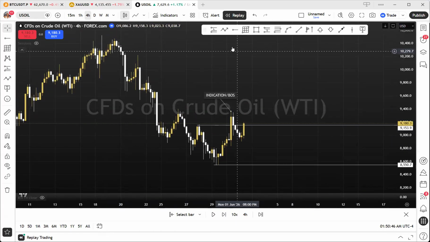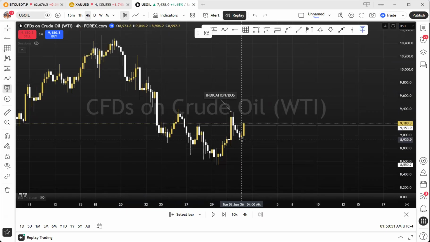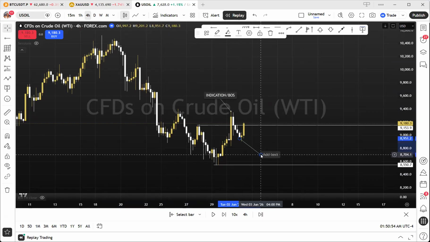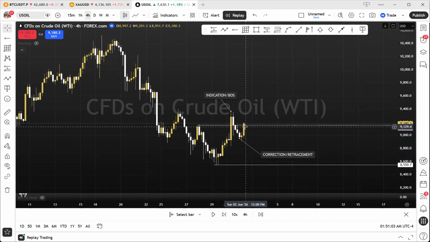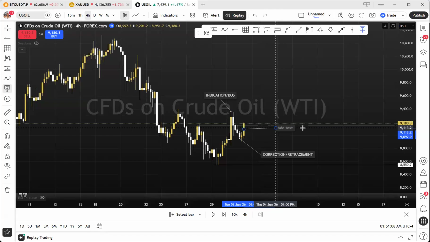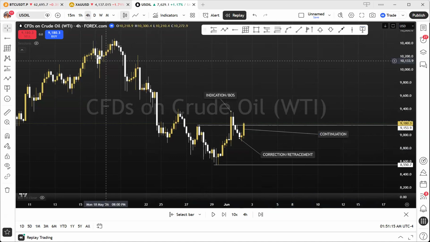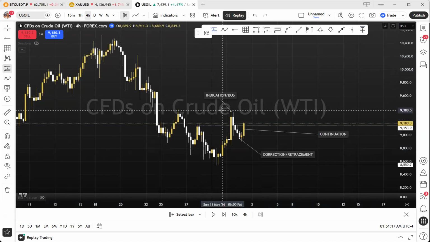So what do we do next? You have your indication, you have your correction or retracement, then you have your continuation here. This candle giving you your continuation. Okay, so what do you do now? You get in on your long. Once the candle closes, you get in on your long.